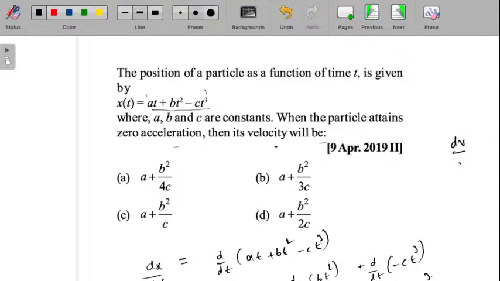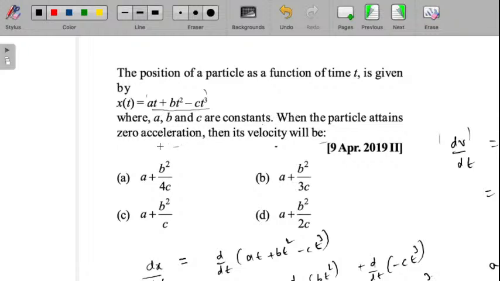The value we want now is the acceleration. To get there, I have to do one more differential, dv by dt. What would that be? d by dt of 2bt minus 3ct square. d by dt of 2bt: 2b is a constant, take it outside, multiplied by d by dt of t, which is 1. Once again, I have to do the differential. 3c, take it outside, into d by dt of t square, which is 2t. Hence, I have the value 2b minus 6ct. That is my acceleration a.